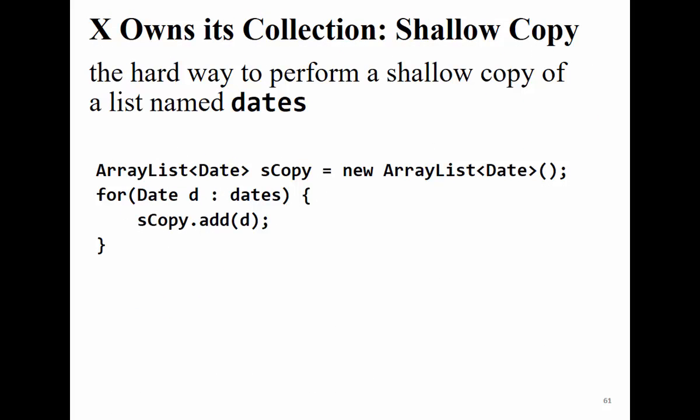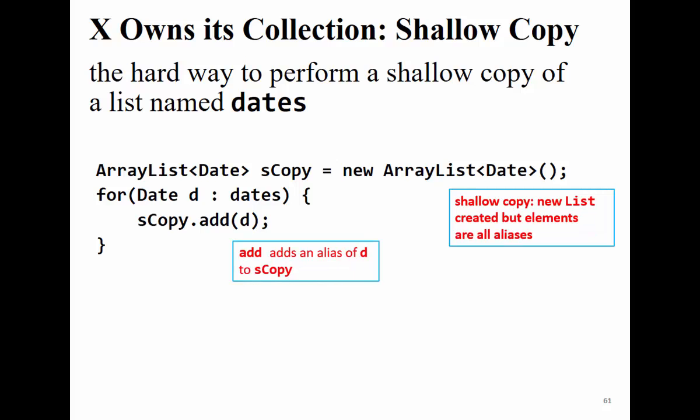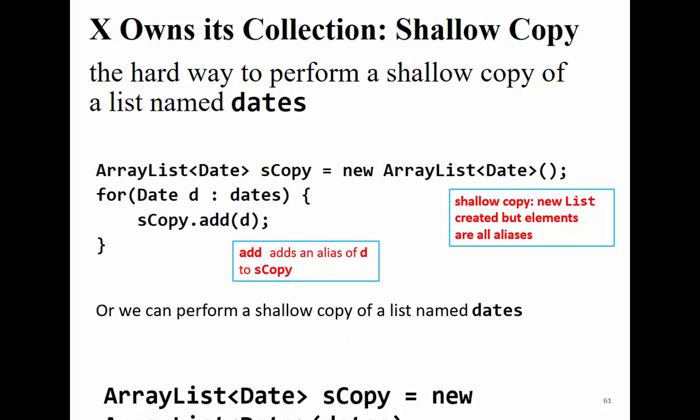So here is an example. You have asCopy, where you create a new array list, and for each object inside the dates, you take the object and insert it inside asCopy. Okay, so here is the shallow copy. I create a new array list, but for the elements or objects inside the array list, I don't need to create new objects.